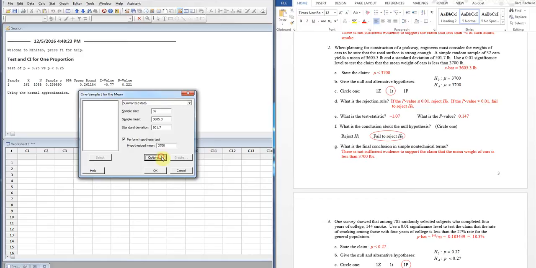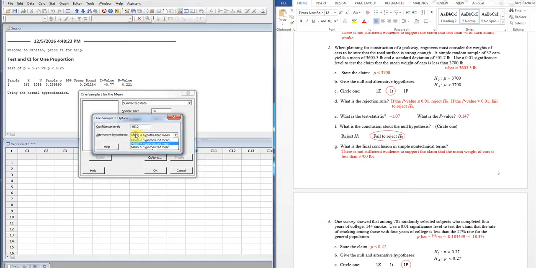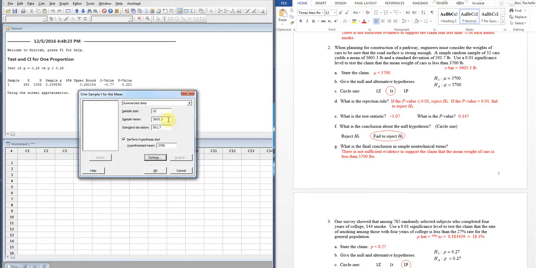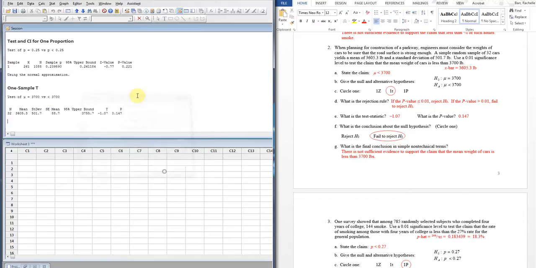I'm going to go to my options and make sure that my alternative is correct. It is not, so I need to fix that. It actually doesn't matter what the confidence level is right now, but that's okay. And then double check. Okay, we're good. So there's my T, negative 1.07, and there's my P, 0.147.